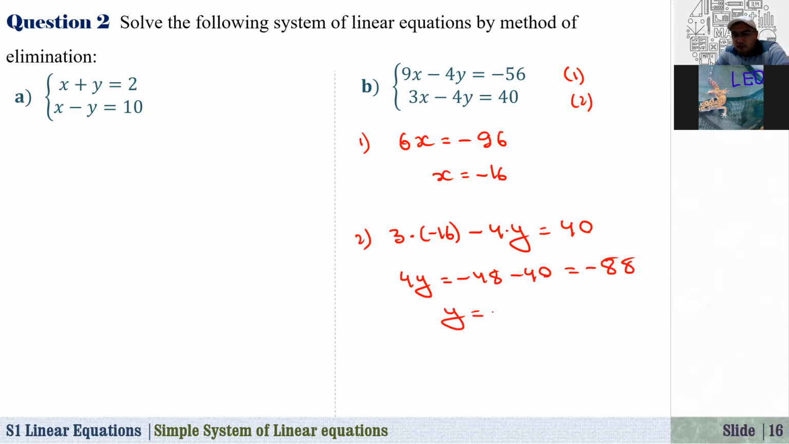So from here, what is y? y equals minus 88 divided by 4, that is minus 22. So x equals negative 16, and y is equal to negative 22. So these are the solutions of this system.